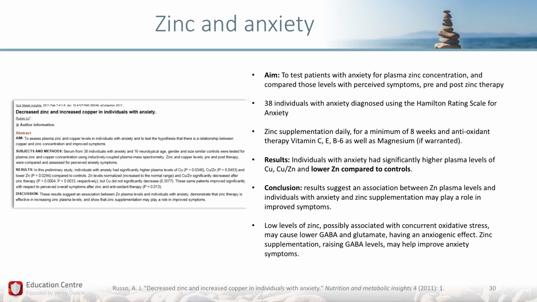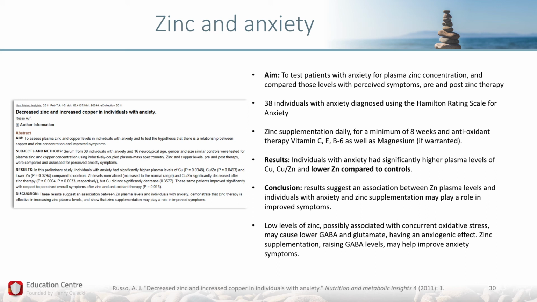They had 38 individuals, all diagnosed using the Hamilton Rating Scale for anxiety. They gave zinc supplementation. Interestingly enough, they didn't define exactly what level of zinc. I kept looking for exactly what amount of zinc they were using, but they didn't disclose that in the paper, which was a little bit unusual. But they gave the zinc for a minimum of 8 weeks. They also gave some antioxidant therapy: a bit of vitamin C, vitamin E, B6, and some magnesium. They didn't do it for every patient, but they did it for most. So, like I said, this was more of a case series.